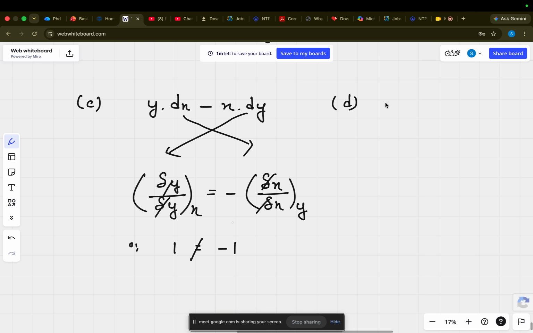Okay, another one. Try this one, then I will see if you understood this. So 1 by y dx minus x by y square into dy. Try this one. Then tell me what you are getting.